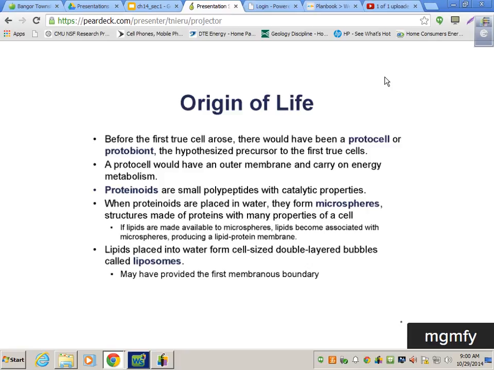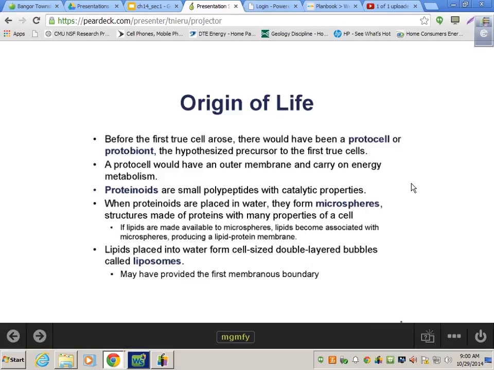It is 4.6 billion years ago, right? So before the first true cell arose, let's talk about something simpler than all of that complex thinking. Let's talk about something that must have come before you could actually have an encasement for life. What do we call that structure that holds life in place and allows everything to be isolated? The membrane, right? Okay, which is made of phospholipids.